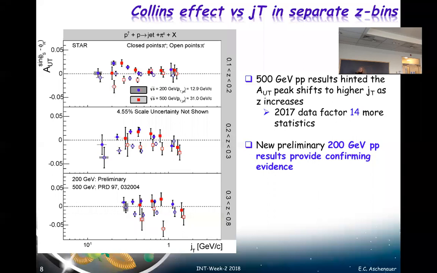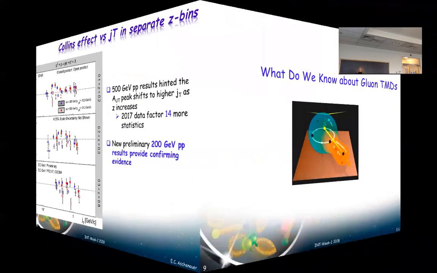So that is really interesting. We see a correlation between the j_T and the z in the jets. And what you also see is that the 200 and the 500 GeV data are really consistent, which tells you, if you look here, you have a factor of 3 in Q, so a factor of 9 in Q squared, that the evolution effects cannot be so dramatic. And as I said, we have a factor of 14 more statistics.